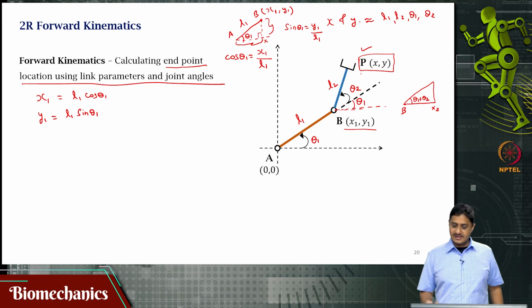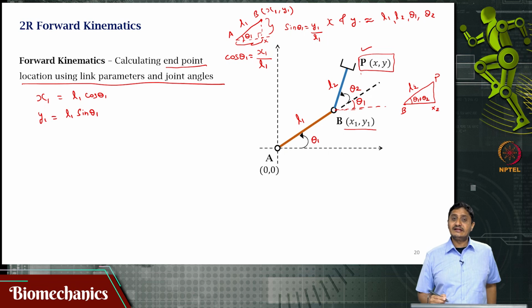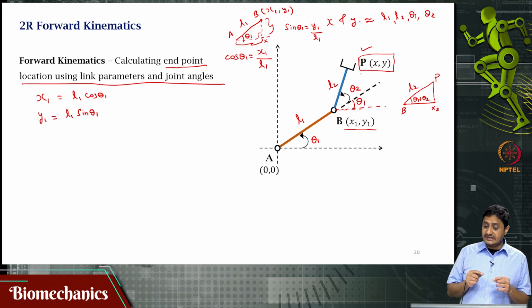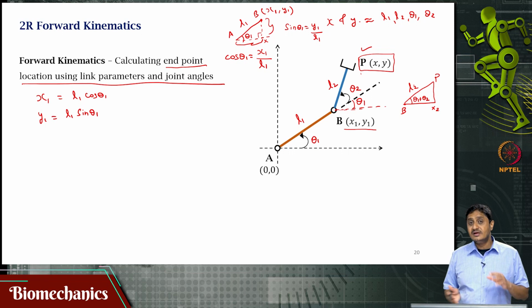In this right triangle, I am interested in finding the location of the point P as a function of the link length L2 and the inclinations theta 1 and theta 2. Remember how I got theta 1 plus theta 2? How did I get this? Because theta 2 is the inclination of the link BP with respect to the link AB. But because the link AB is already at an inclination of theta 1 with respect to the ground, the net inclination of the link BP is theta 1 plus theta 2 with respect to the ground. That is how I got this as theta 1 plus theta 2.